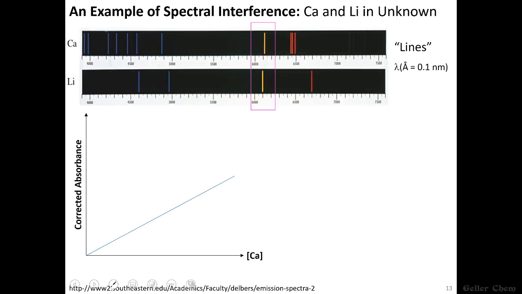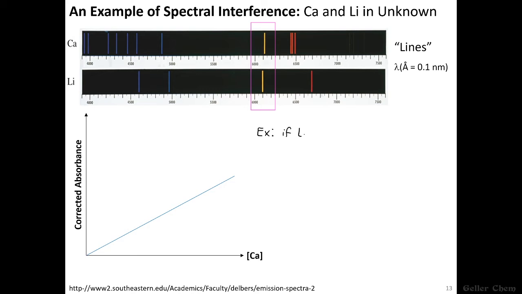For example, if we were to study a sample of lithium, we would find that it absorbs a different combination of wavelengths than calcium. But we would also observe that one of the wavelengths that lithium happens to absorb is almost the same as a wavelength that calcium absorbs. And if we were detecting this particular wavelength of light for our calcium analysis, and our unknown happened to have some lithium in it, well, then lithium's going to absorb that light too, and that's going to affect our signal, like so.